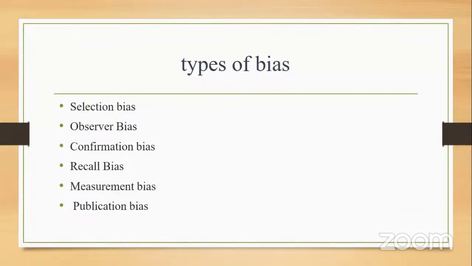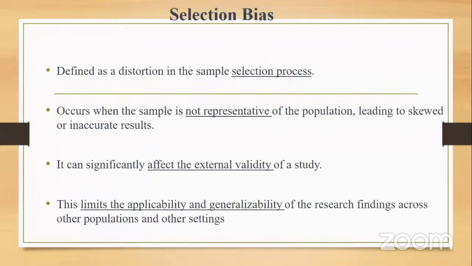There are many types of bias, and there are many classifications, but for today, I would like to go over the selection bias, observer bias, confirmation bias, recall, measurement, and publication bias. Starting with selection bias, it is defined as distortion in the sample selection process that occurs when the sample is not representative of the population, leading to skewed or inaccurate results. This can significantly affect the external validity of the study, and that is to say it will limit the applicability and generalizability of our findings.